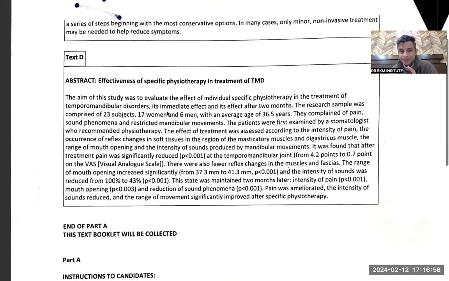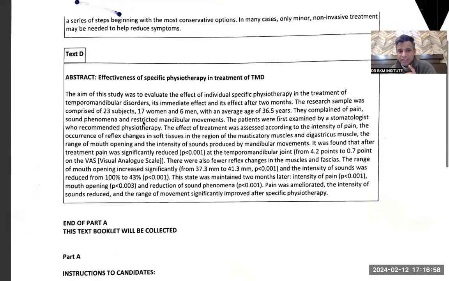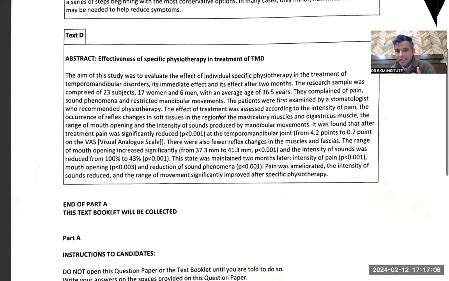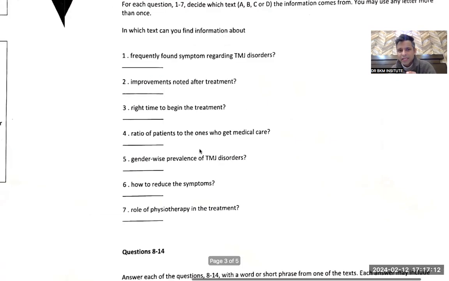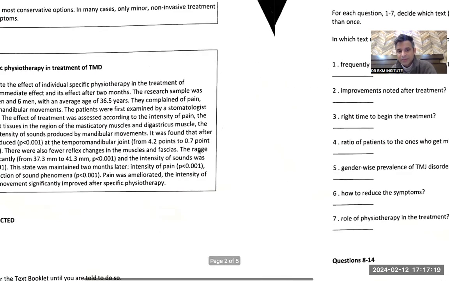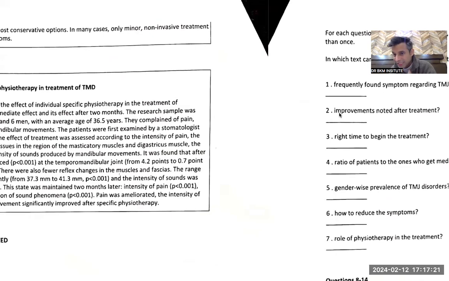So now talking about the text D, it is about research, sample 23 subjects. Again, men and women is given, but I have found that thing, gender wise prevalence, so that is over there. Then they are talking about effect of treatment, then they are talking about after treatment. So I have found almost all my keywords. So if I have today frequently found symptom, it should be in B. Improvements after the treatment, after treatment I could find here, so I will do D.